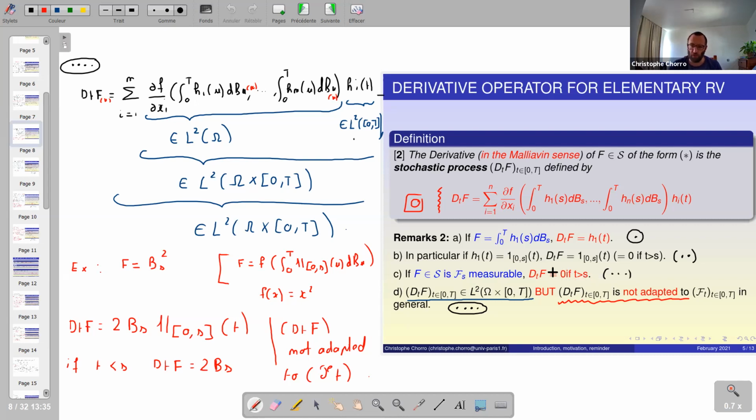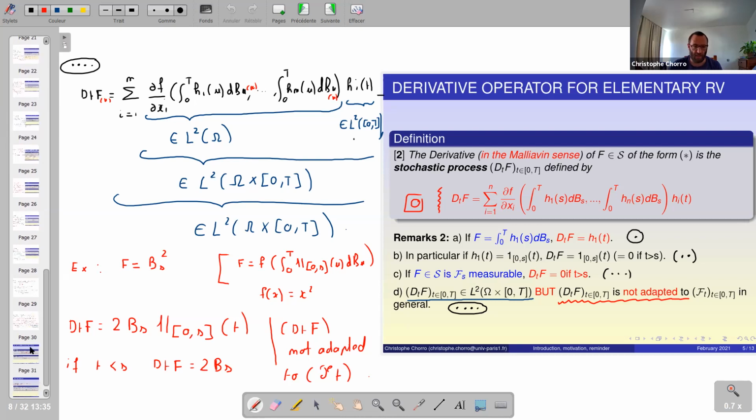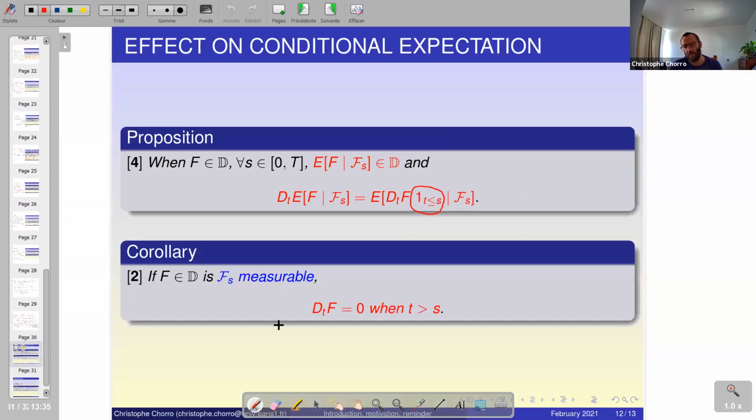The corollary I am interested in here, which is a consequence of proposition 4, tells me that it is true not only for elementary random variables, but for all the random variables in the domain of the derivative operator. I have Dt of f equal to 0 for t strictly greater than s for f in D, not only for f in S.